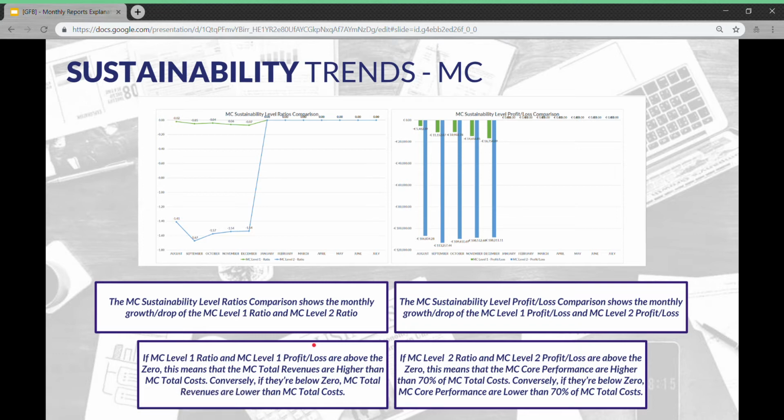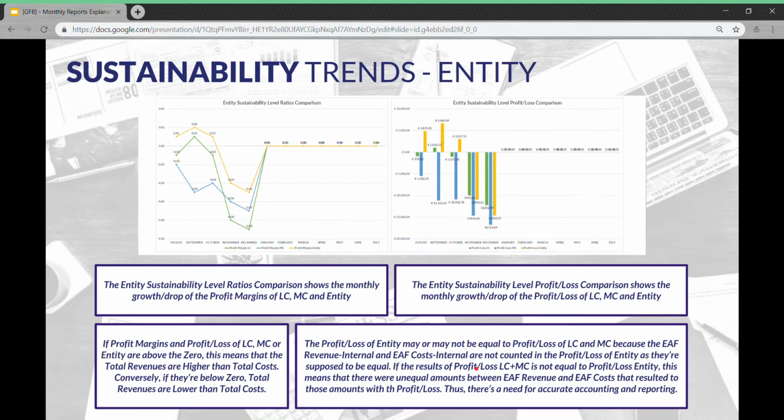meaning if it is higher than 0, that means MC total revenues are higher than total cost. Meanwhile, if it's below 0, that means MC total revenues is lower than total cost. But if MC level 2 shows to be higher than 0, that means the MC core performance is higher than the 70% of MC total cost. Conversely, if it's below 0, that means MC core performance is below 70% of the total cost.